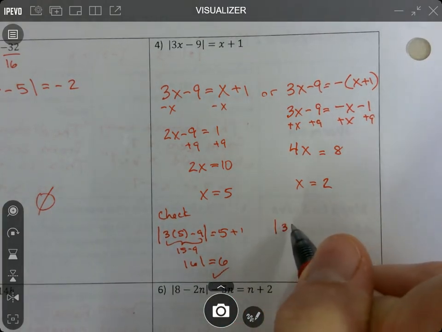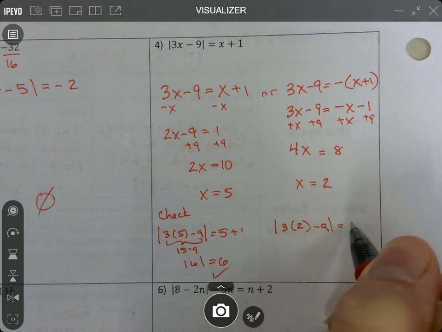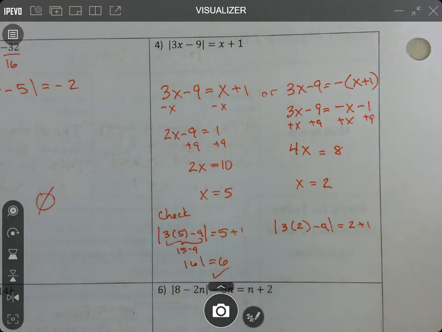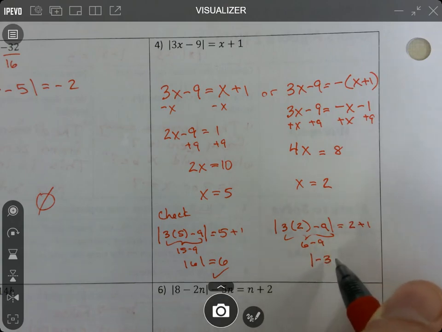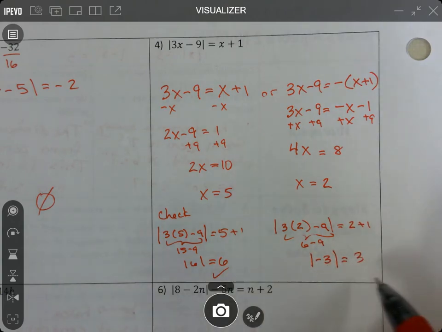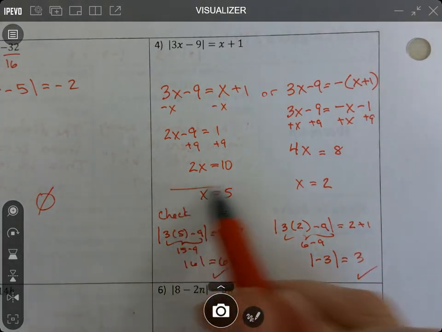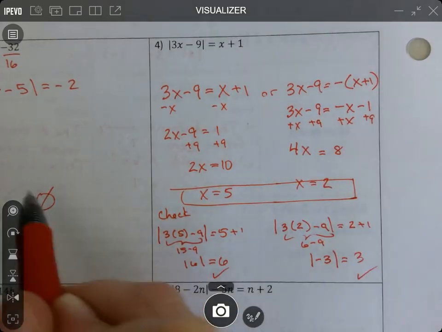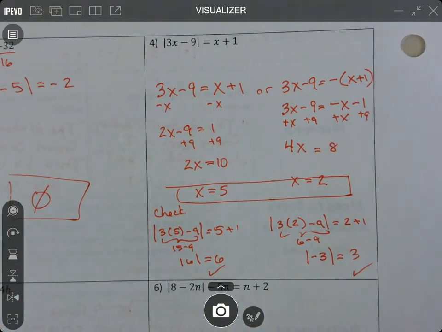Next one, 3 times 2 minus 9 equals 2 plus 1. I have to keep looking at what I'm doing. All right, well, that's 6 minus 9, which is the absolute value of negative 3. And the absolute value of negative 3 is 3, so I'm happy with that too. Both answers work, so I am going to box them in or circle them. But you want to check your answers. All right.